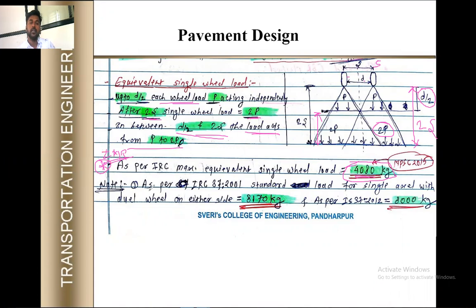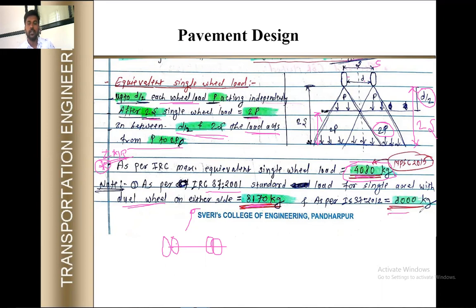4080 kg. And as per the IRC 37/2001, the standard load for the single axle with the dual wheel: if there is a dual wheel, then on either side the load is taken as 8170. Dual wheel means two wheels, then an axle, then two wheels again. If such a condition is there, then the equivalent single wheel load is taken as 8170 kg.